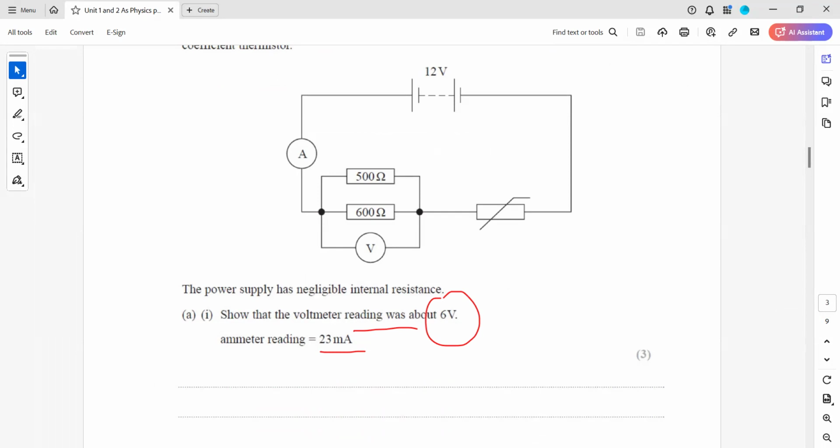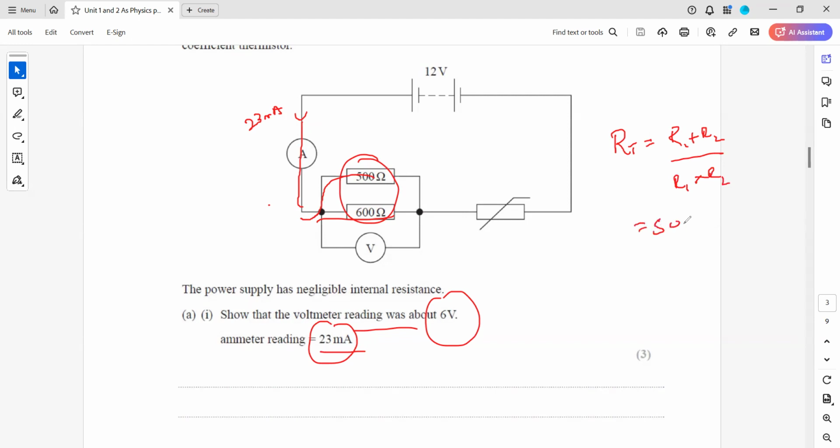Or you can also work out the combined resistance, because the current is 23 milliampere. So this 23 milliampere will flow through both of them combined. If we work out the combined resistance of these two, and we know the total current is 23 milliampere, we can work out the voltage. So first, what about the combined resistance of these two? When two resistors are in parallel, you can use product divided by sum, but it's not valid for 3, it's only valid for 2.